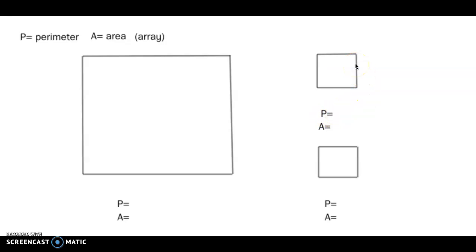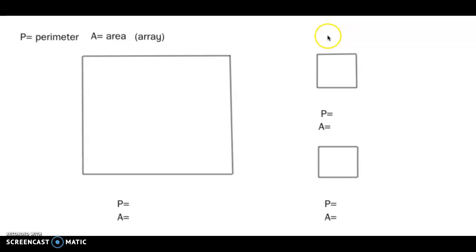Perimeter. If you hear the word perimeter, it sounds like the rim. Think of a basketball hoop, how the rim is that outside shape. That might be a good way to remember. Area on the inside. Okay.